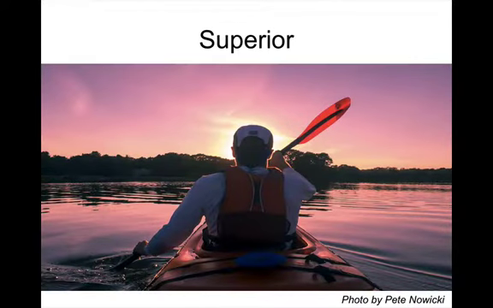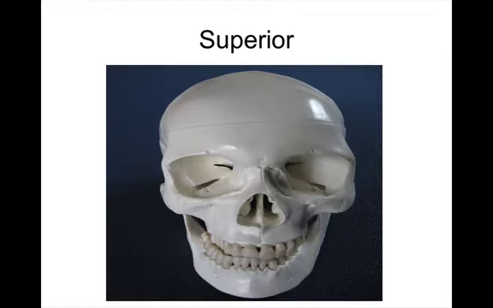So in the picture of the kayaker here, toward the top of the image, the head is the superior aspect of the kayaker, and then the life vest is covering over the torso. That is in fact inferior to the head, and we'll dive into inferior here in just a moment. This is the most superior aspect of the skeletal system, the skull. So compared to the entire rest of the skeleton, the skull is the most superior aspect.